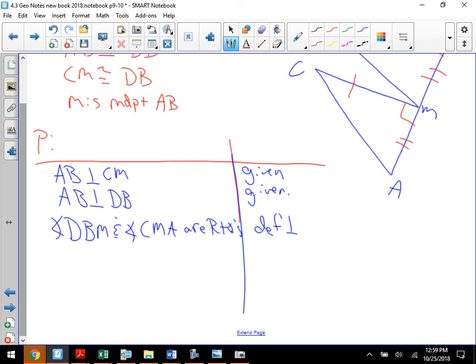Now, what do you know about all right angles? They're congruent. Okay. Take a couple minutes and finish that out. I just wanted to show you that sometimes when they give you two separate parts of perpendicular, it's okay to combine them if you want or set them up separately. There's no right or wrong on that one.